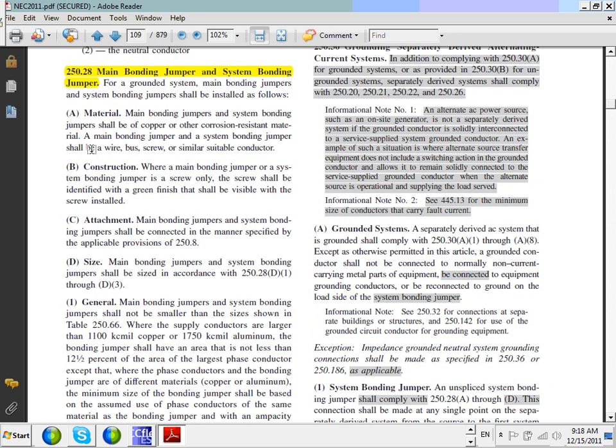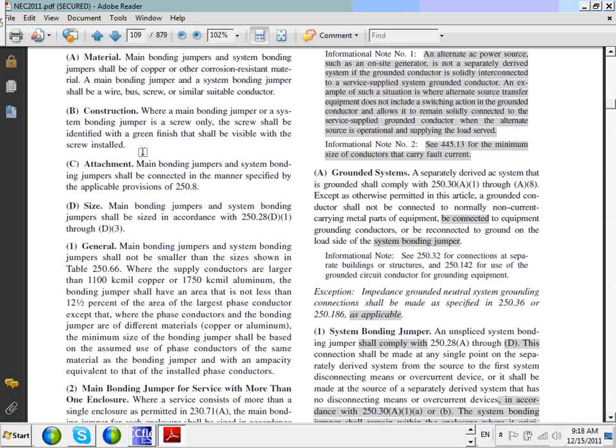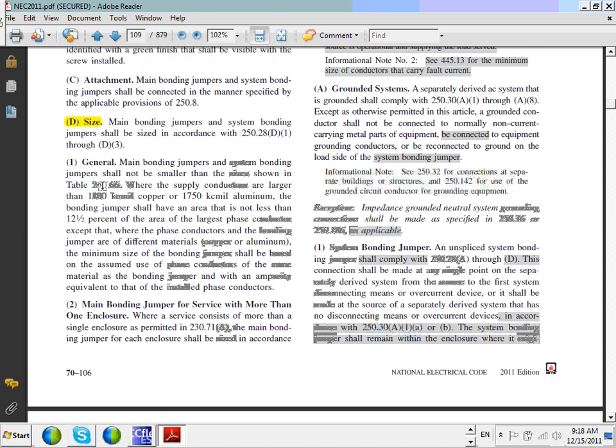They will tell you about the material and everything else. It has to be continuous. It could be copper or aluminum and whatever. But the most important thing I want to highlight is the size, D. And more than the size, I want to highlight this one up to here. They will tell you to use 250.66.